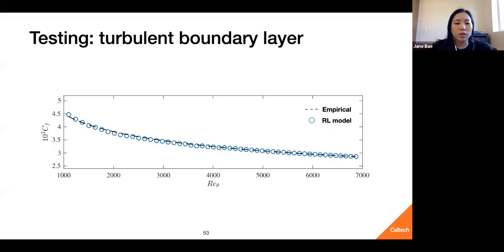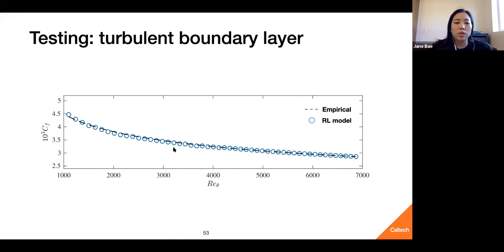So if we look at the friction coefficient for this case, which is basically related to the wall shear stress, you'll see that our reinforcement learning model, which are the circles, match very well with the empirical values of the friction coefficient. And there's some discrepancy in the inlet, but that might be due to the inlet boundary condition. But as you move farther away from that inlet, you can see that the match is very good.